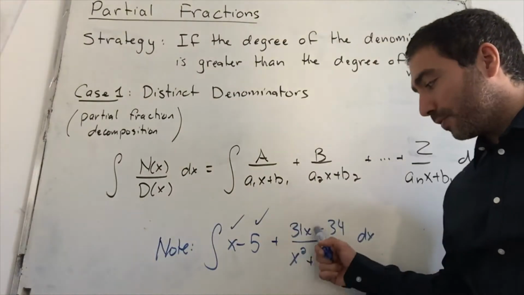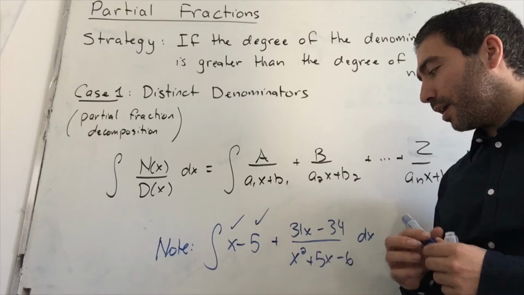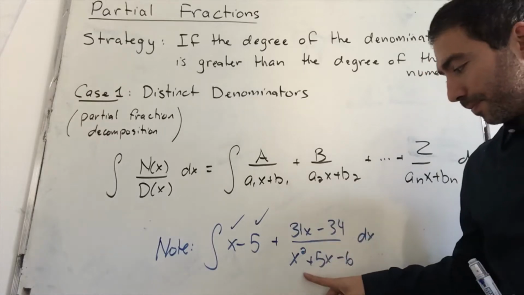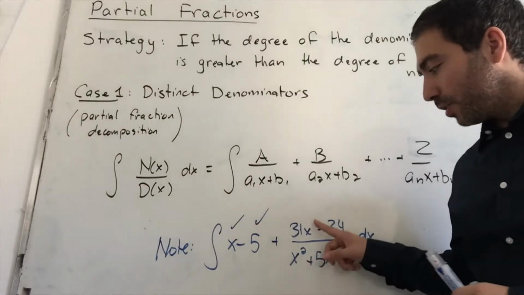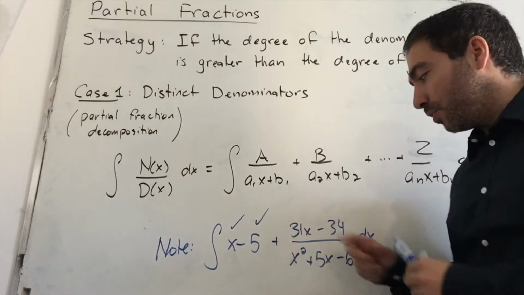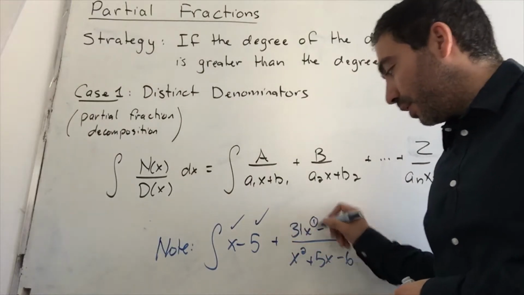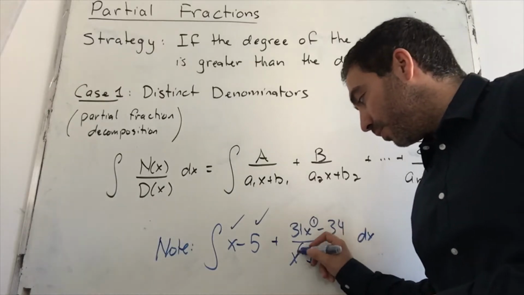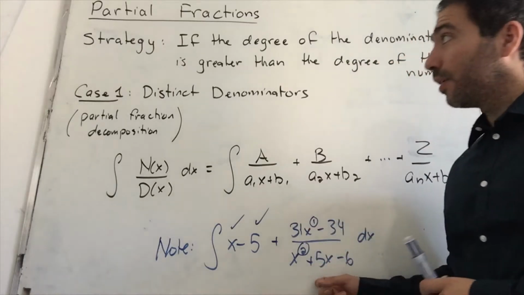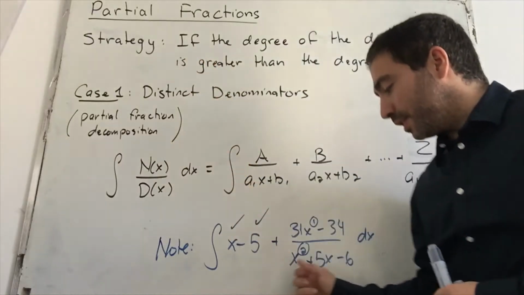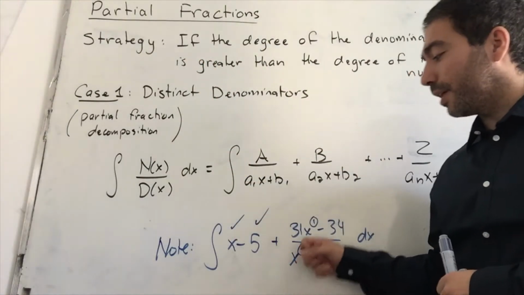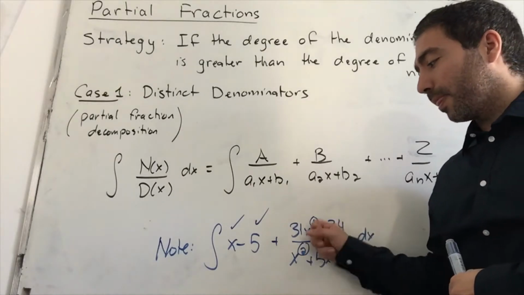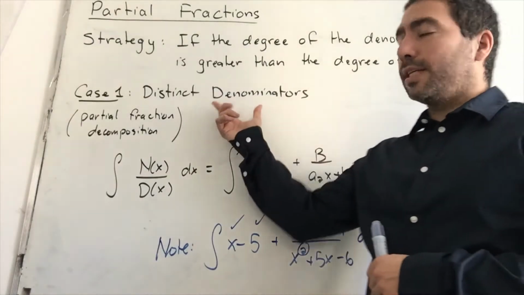I just want to mention that we transformed this into a distinct denominator, because notice the highest exponent of the numerator is a 1, and the highest exponent of the denominator is a 2. This is an example of this case, because the highest exponent of the denominator is greater than the highest exponent of the numerator. Okay, and why is it distinct denominators?